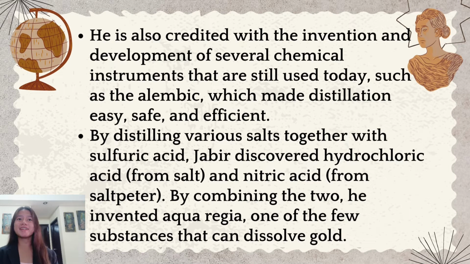He is also credited with the invention and development of several chemical instruments that are still used today, such as the alembic, which made distillation easy, safe, and efficient. By distilling various salts together with sulfuric acid, Jabir discovered hydrochloric acid from salt and nitric acid from saltpeter. By combining the two, he invented aqua regia, one of the few substances that can dissolve gold.